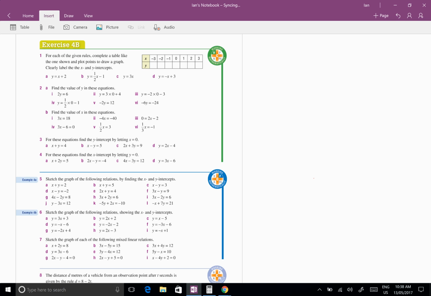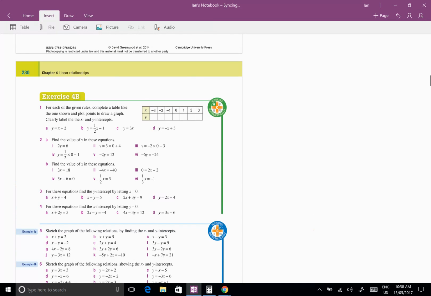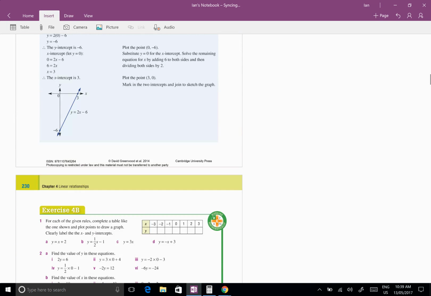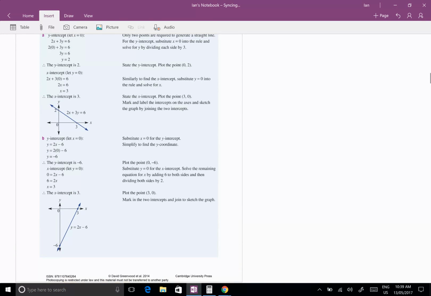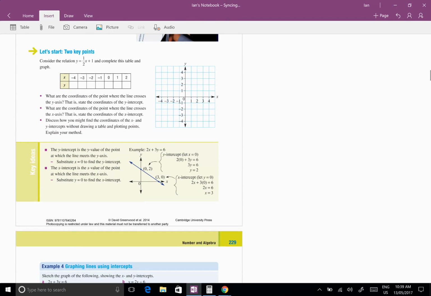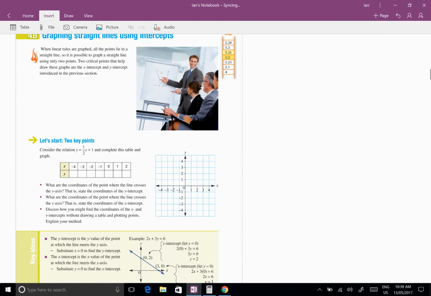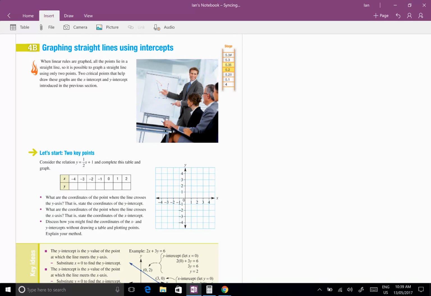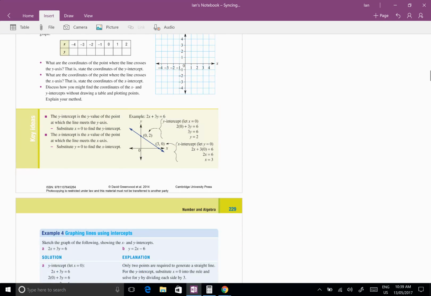I'm just going to go through some of the questions on linear expression from Chapter 4 of Cambridge. As you can see here, there's some notes that they've written on 4B, and here we're going to be graphing straight lines using both the x and y intercept. Now, this can be a little bit dangerous.